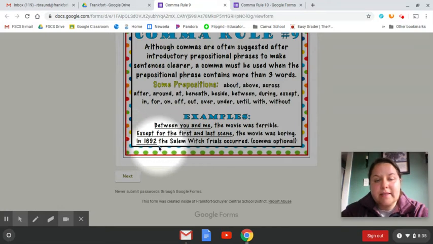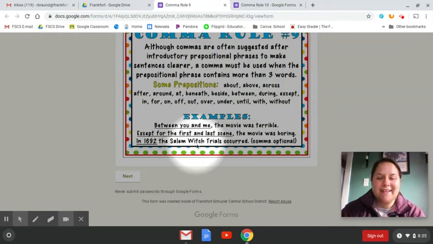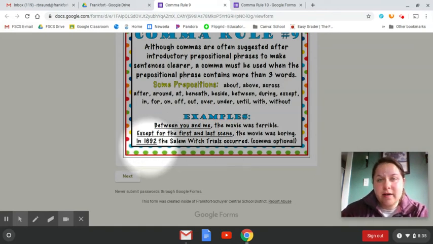Finally, in 1692, a little dyslexia there. In 1692, the Salem witch trials occurred. Again, the sentence, the Salem witch trials occurred, is already complete. In 1692 is giving additional information. It's clarifying when it happened. Notice, though, that this is 3 or less words, so that comma is optional. It's not wrong to put it, but you don't have to have it.